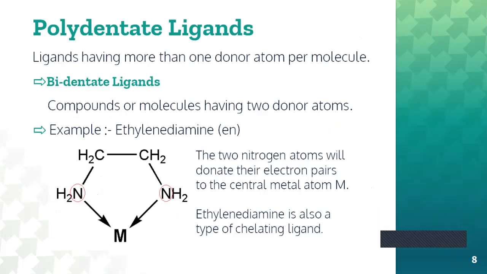The first category of polydentate ligands is bidentate ligands. That is, "bi" again mentions two donor atoms. So the compounds or molecules having two donor atoms per molecule are called bidentate ligands. The example is ethylene diamine. It is mentioned as en.